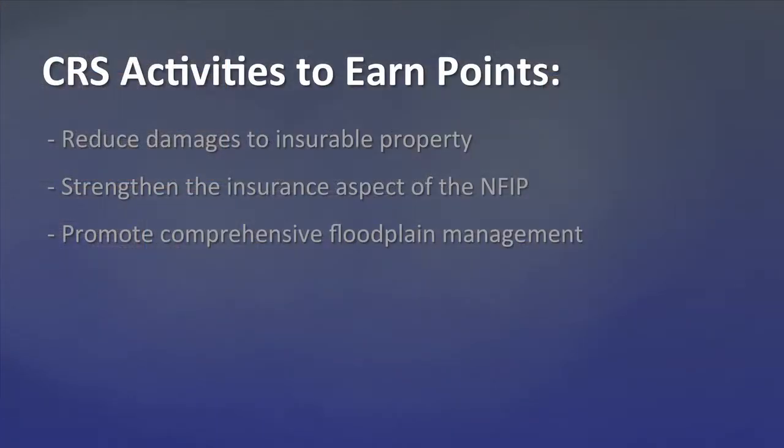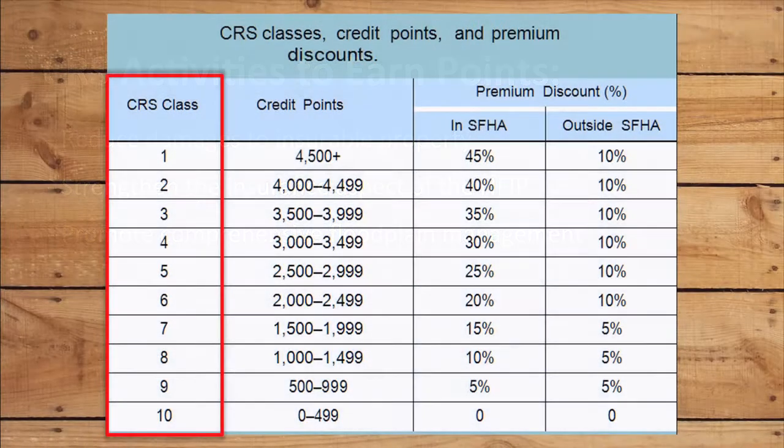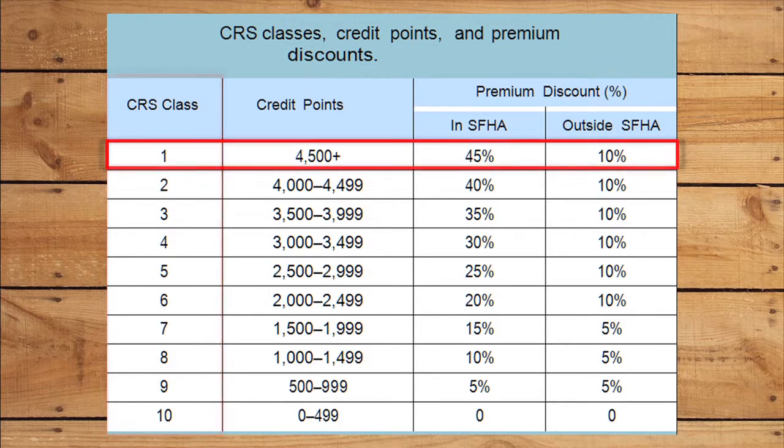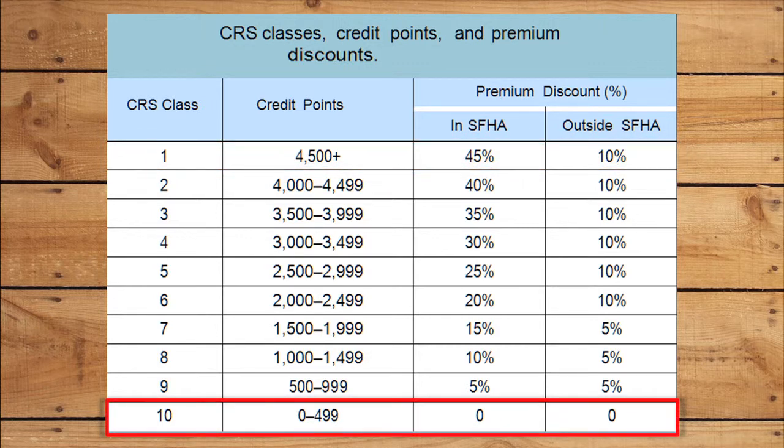Under the CRS, communities earn points for activities that are determined to reduce flood damages to insurable property, strengthen the insurance aspect of the NFIP, and promote comprehensive floodplain management. The total points earned by a community will place it in one of 10 CRS classes. Communities in Class 1 receive the greatest premium reductions, while communities in Class 10 receive no reductions.